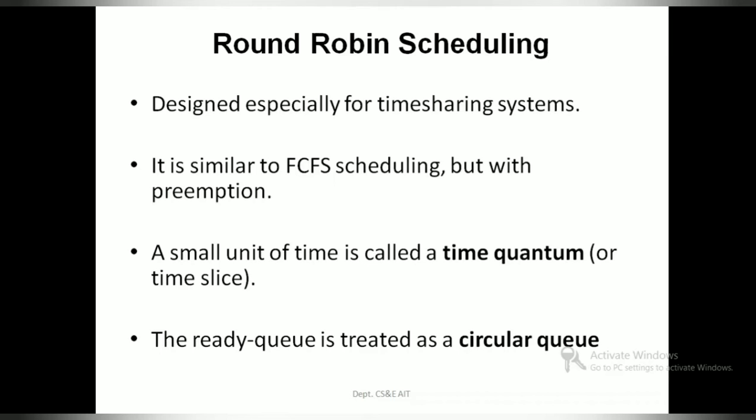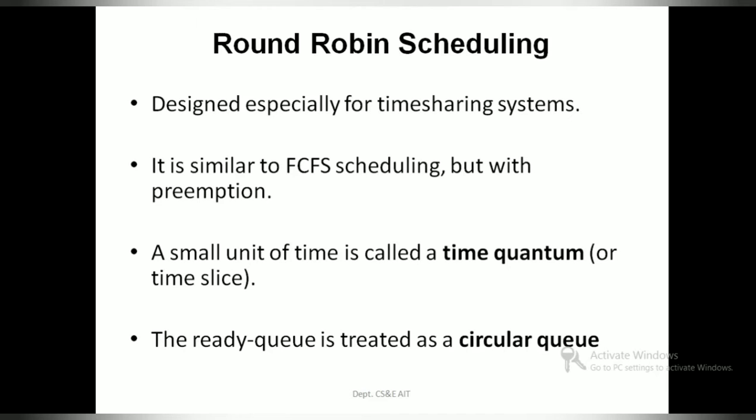So what is the criteria for preemption? The criteria is the time quantum. What is the time quantum? The time quantum is a small unit of time or a small time slice that every process is given to execute. Once the time slice or the time quantum expires, the process shall be preempted and the CPU shall be given to another process in the queue.